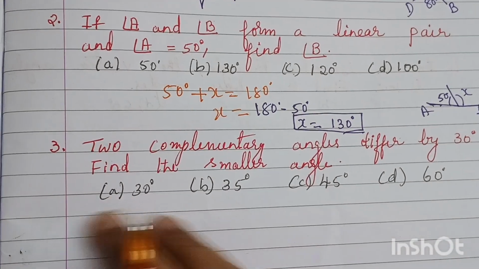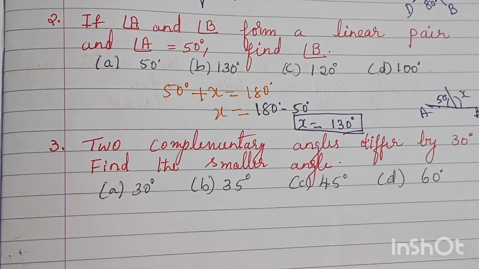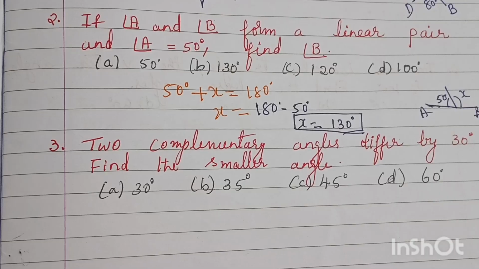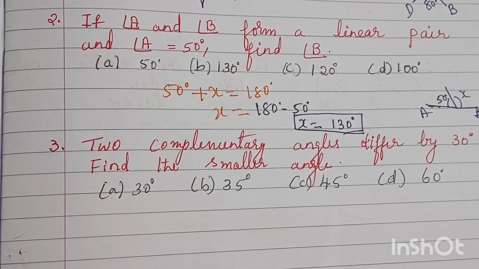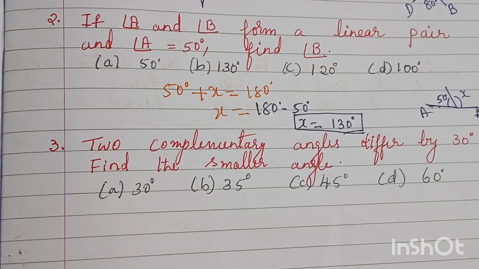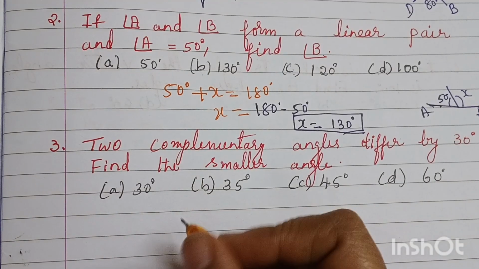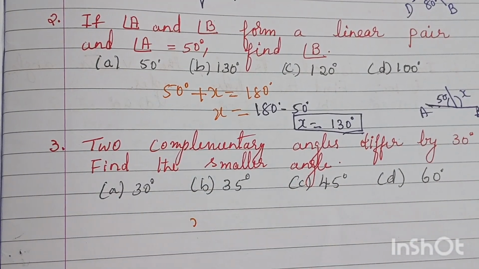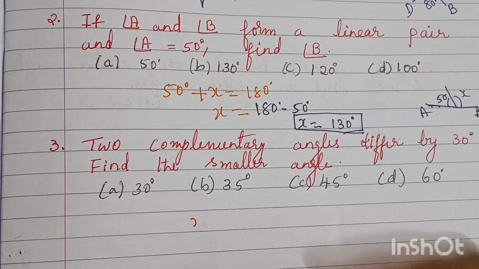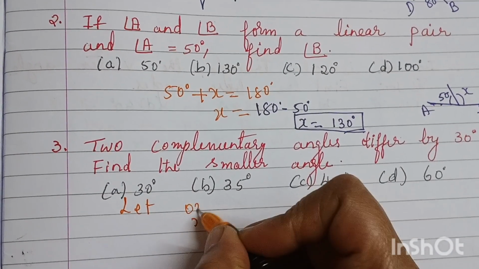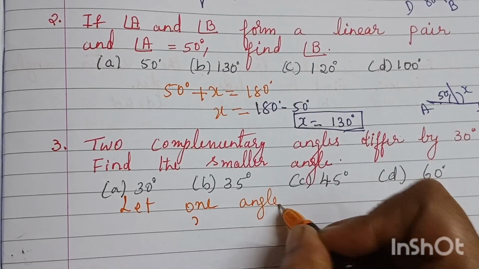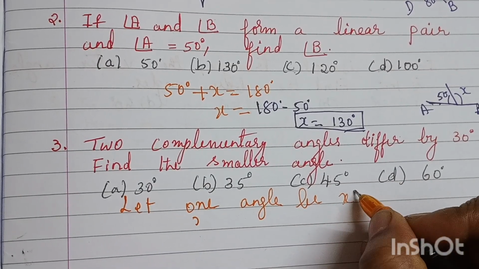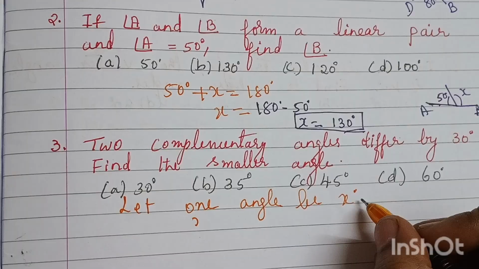Next question. Two complementary angles differ by 30 degree. So find the smaller angle. Complementary angles mean the total should be 90 degree. So here two complementary angles differ by 30. Differ by 30 means, let one angle be X. One angle be X degree.